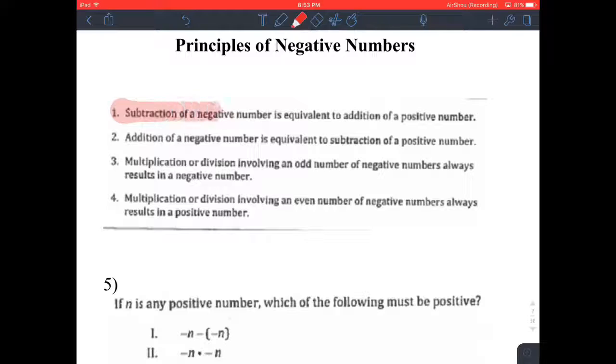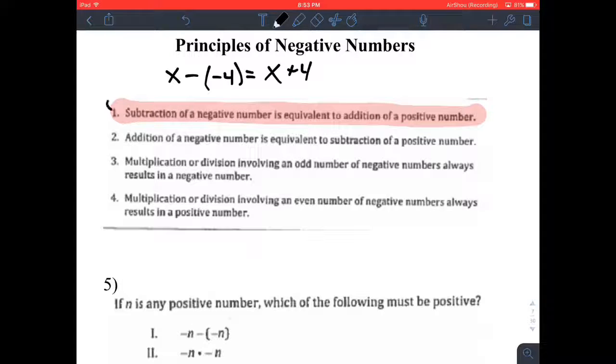Principles of negative numbers. Number 1, subtraction of a negative number is equivalent to the addition of a positive number. Here's what that means. x minus a negative 4 is the same as x plus 4. Number 2, addition of a negative number is equivalent to the subtraction of a positive number. Here's what that means. The addition of a negative 4 is the same as the subtraction of 4.